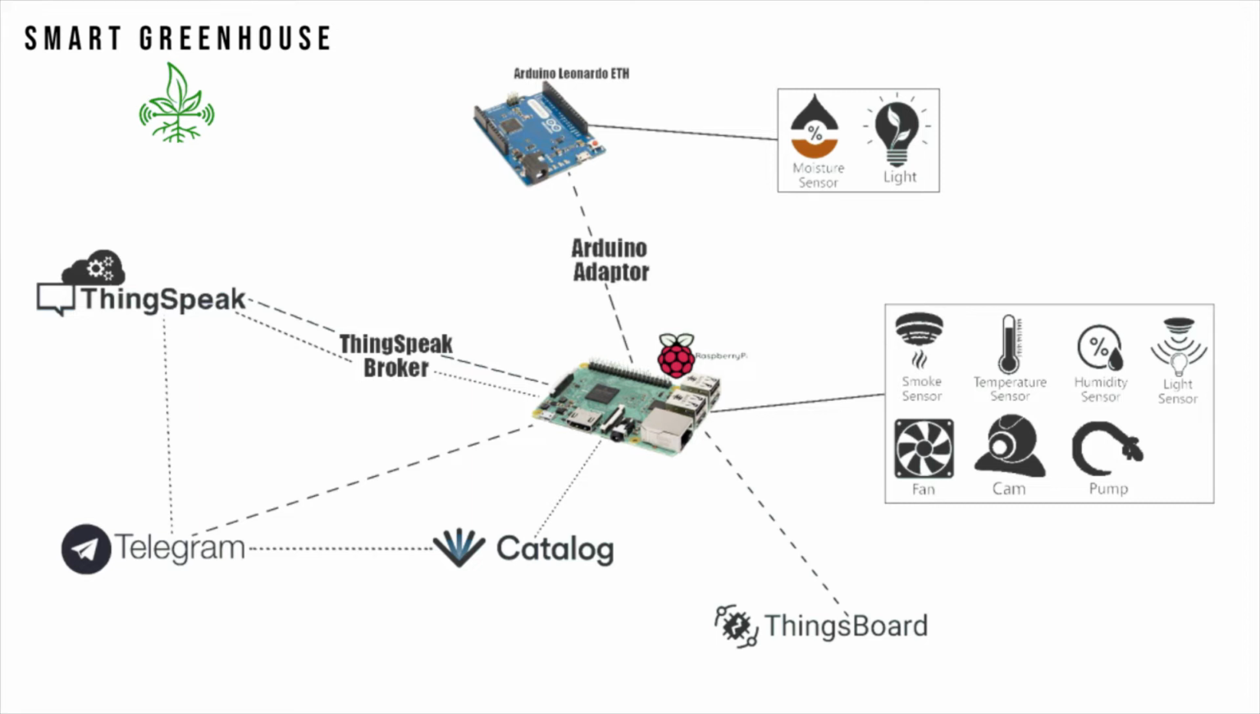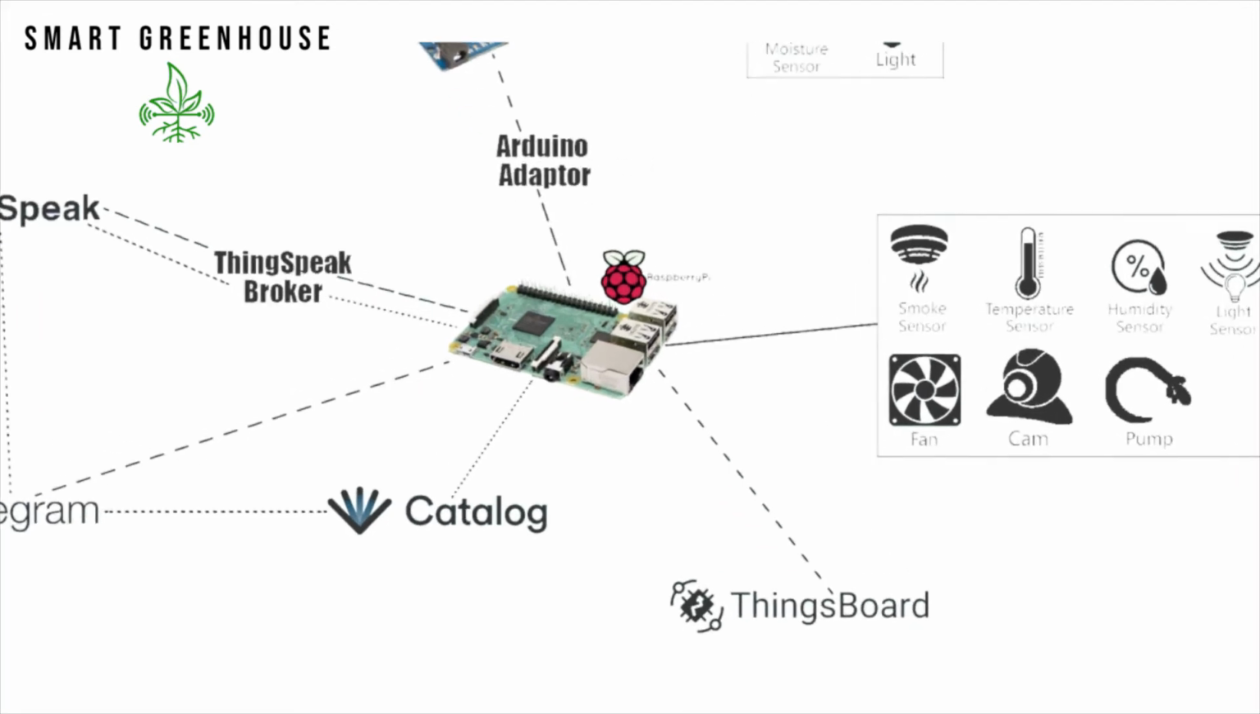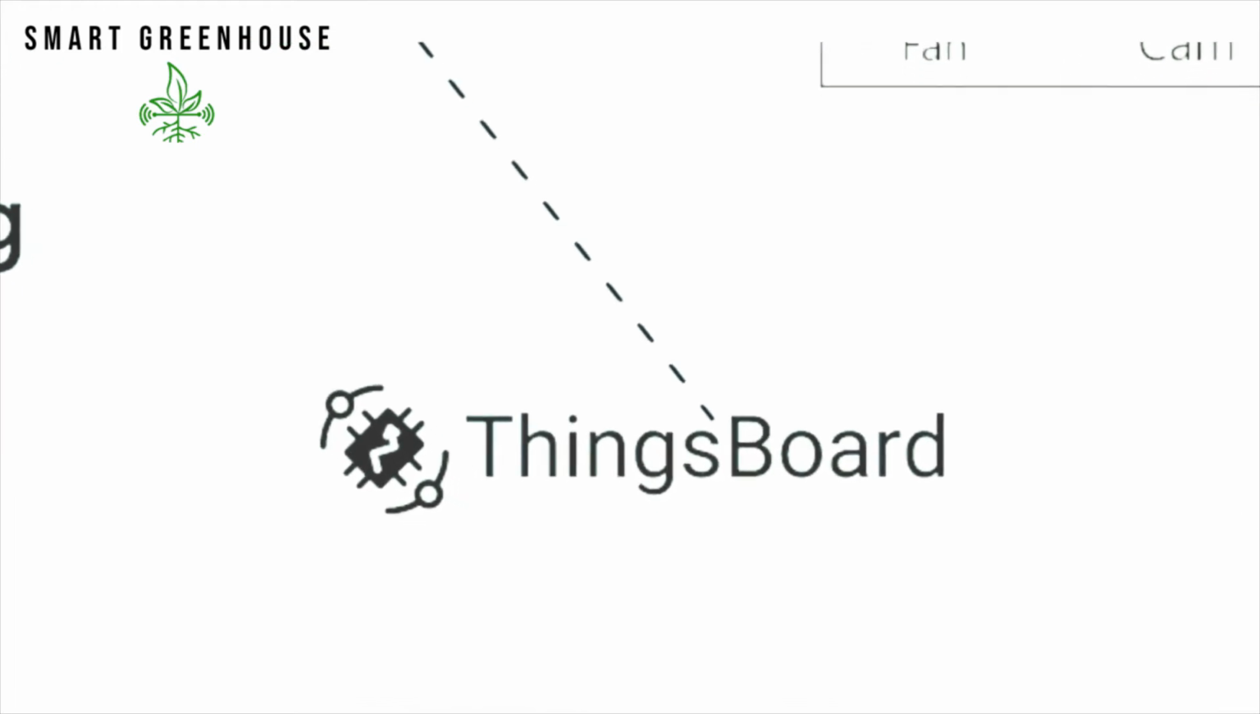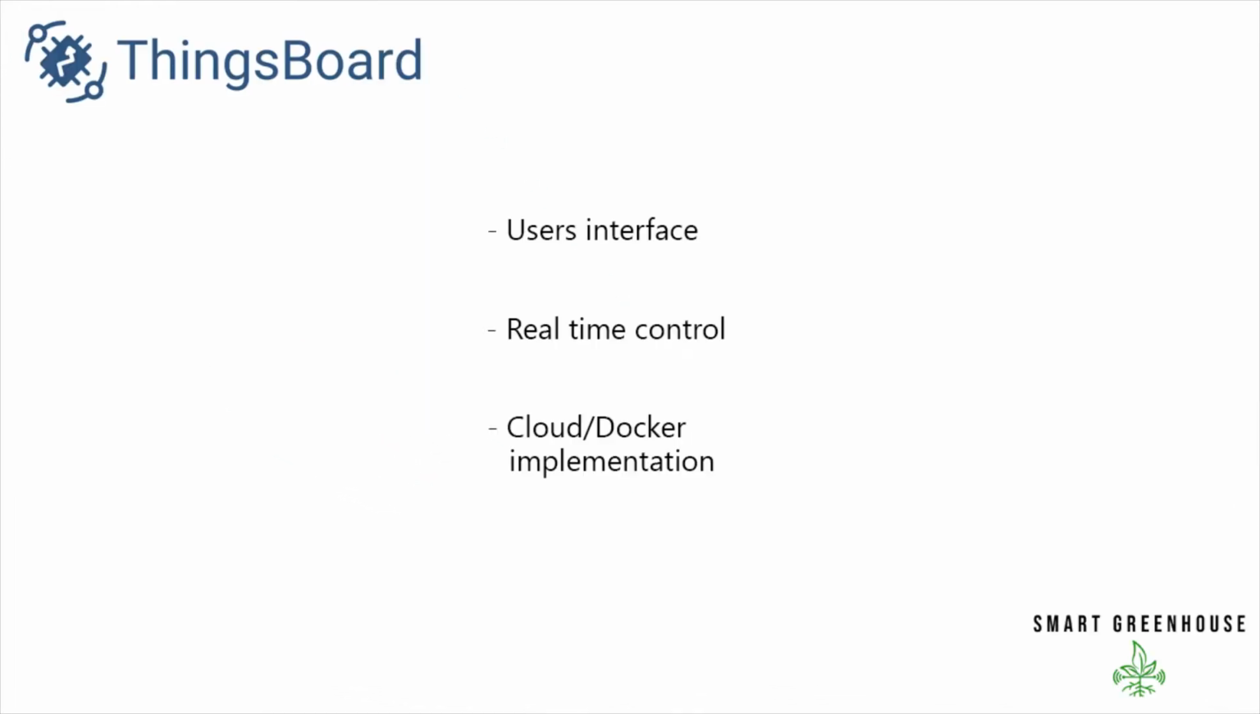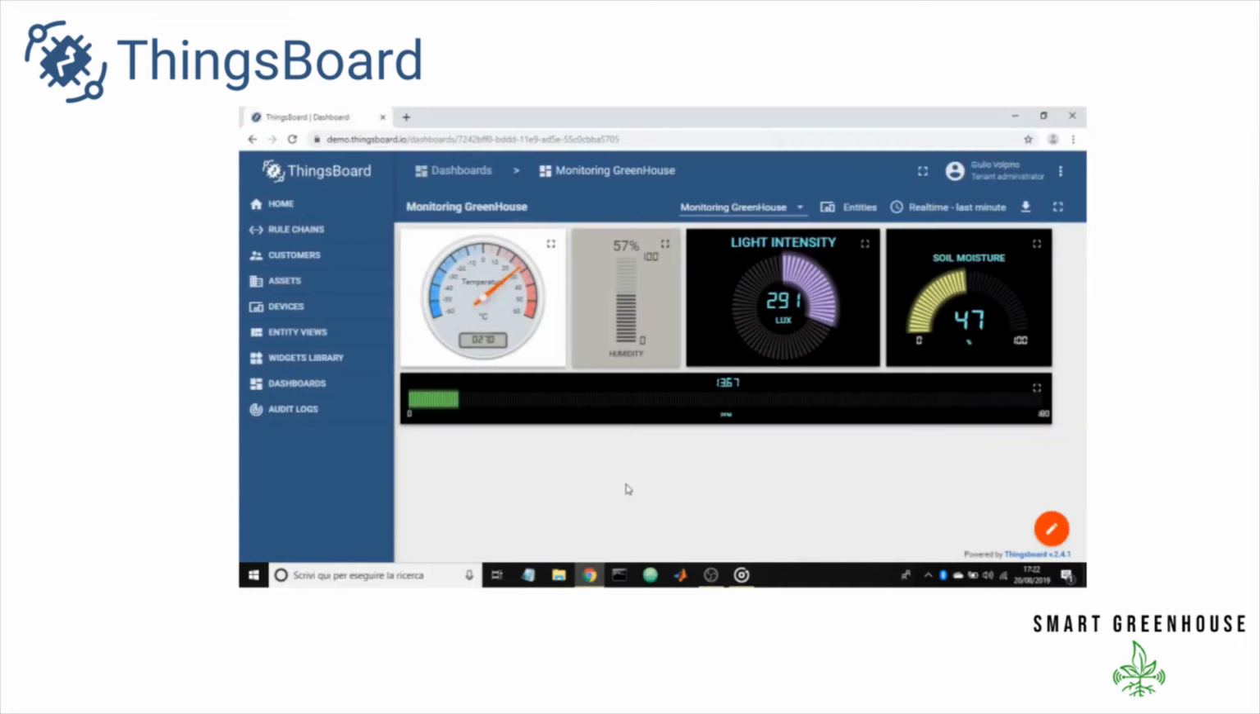ThingsBoard is an open-source IoT platform providing cloud technology. We have used the free version. ThingsBoard is used to create a user interface of the entire greenhouse using 2 dashboards. The first dashboard is the monitoring greenhouse. There, one can visualize all the current measurements collected by the greenhouse devices. The communications between the devices and ThingsBoard occur using an MQTT connection through the ThingsBoard broker. The information is exchanged in JSON format.